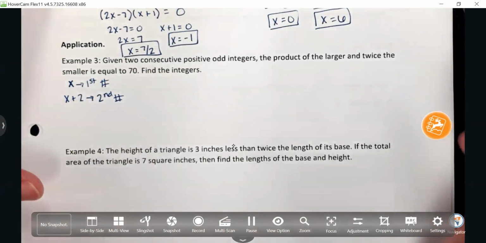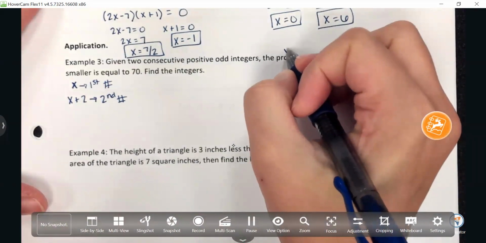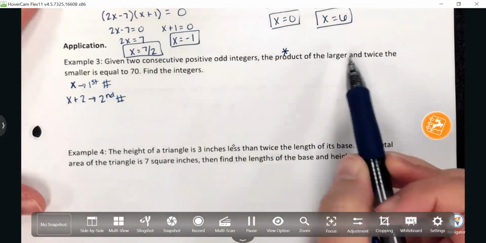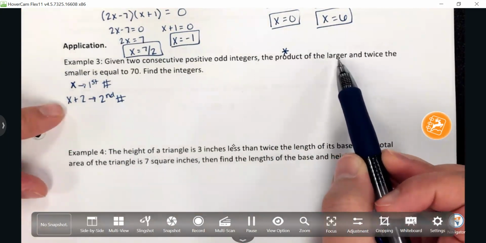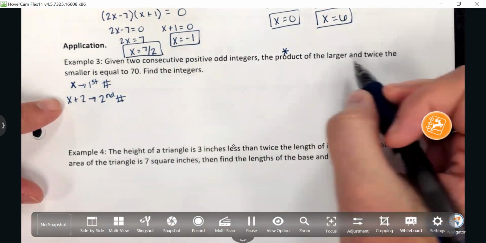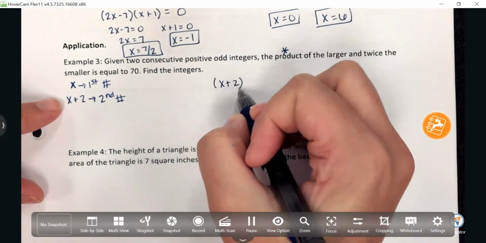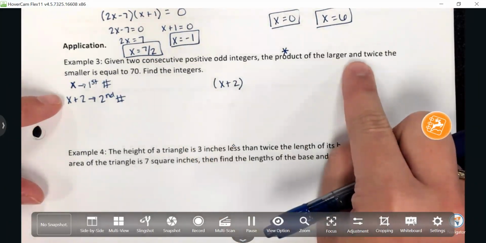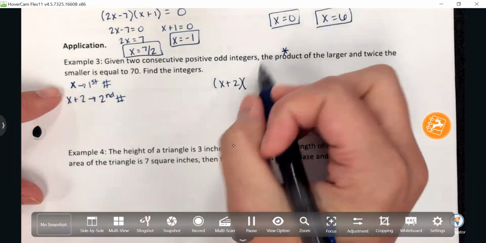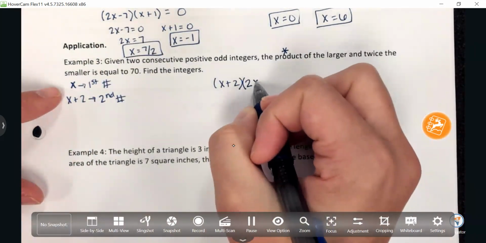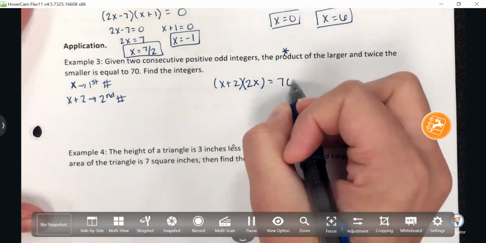All right. So now we got to read carefully. The product, what's product mean? Multiply. The larger, which one's the larger number, the first or the second? The second. So I'm multiplying the large number, so that's X plus 2. What am I multiplying it by? Twice the small. So I'm multiplying it by twice my small number. Equals 70.